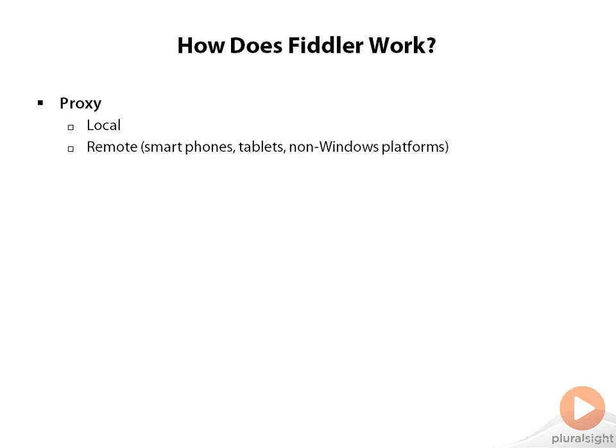You can use it as a local proxy, so typically you'll have Fiddler run on the same machine as your browser, but it is also possible to run this remotely. If you have smartphones, tablets, or non-Windows platforms where you want to use Fiddler, and Fiddler will only run on Windows, you can run Fiddler on your Windows machine but have it be a remote proxy for these different devices or platforms so that you can still use Fiddler to do your tracing. We'll get into that a little later in the course.